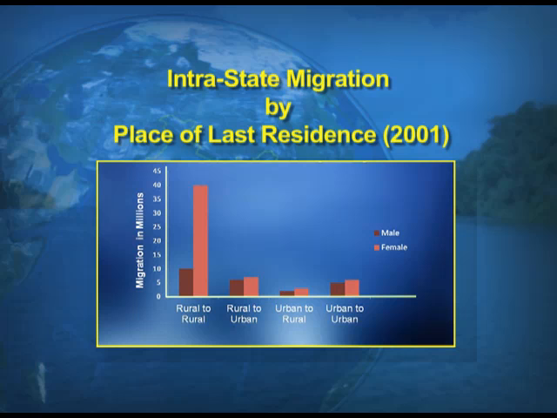On this diagram you can see rural to rural migration, which is a short distance migration. In this stream of migration, you can see the females are outnumbering the male population. In the second stream, rural to urban migration, the females are outnumbering the males. In the third, urban to rural, again you can see females outnumber the males. And lastly, urban to urban migration, the females are outnumbering the males.